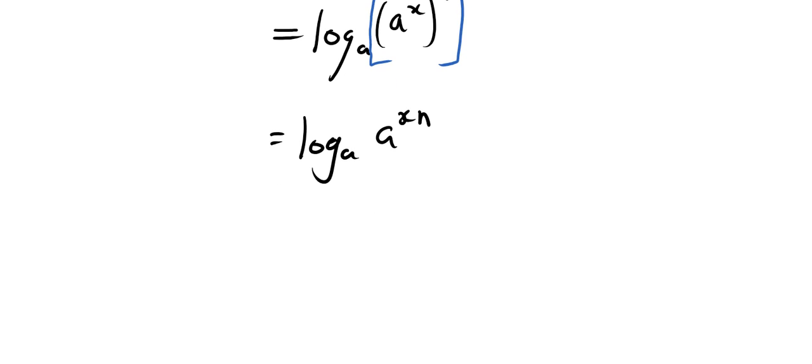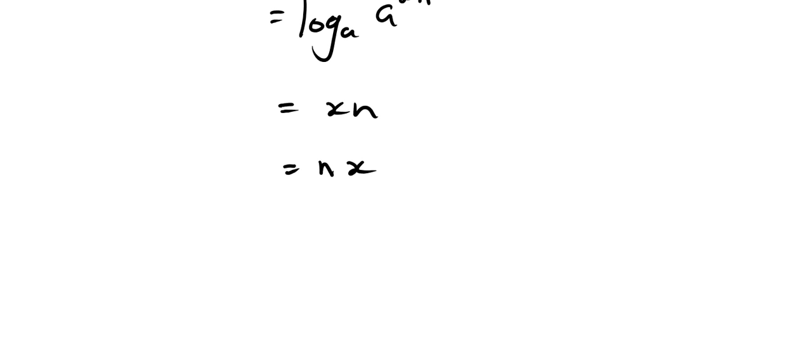And now what do I notice? The same property that we're using before, log base a of a to some exponent equals that exponent. So this just equals x times n. Yes? That's okay? Now, this next step is quite tricky. You follow what I'm doing here? Is everybody okay with that one?